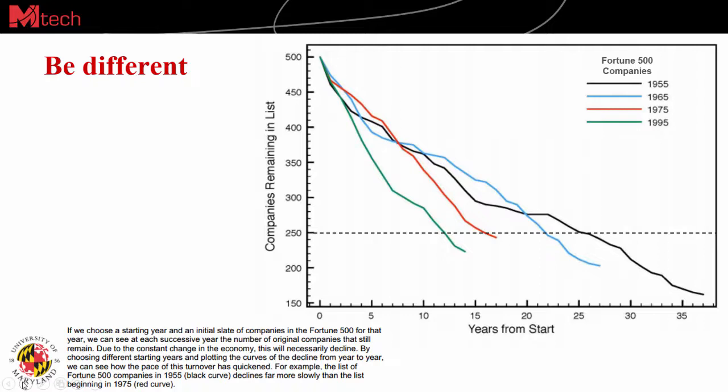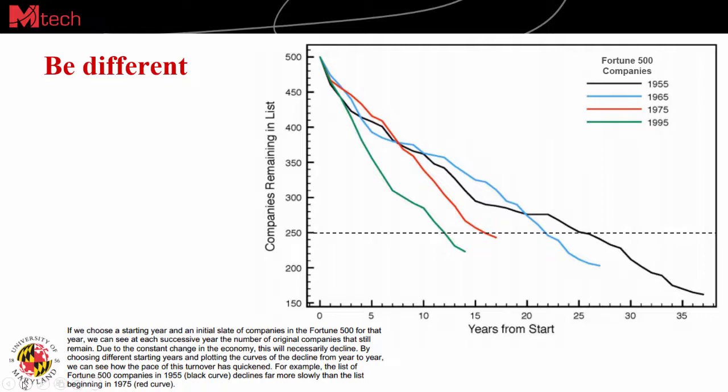What we see is that if we look at the black line, the 1955 line, and who were the companies of the Fortune 500 in 1955, roughly half of them, if you drop down to the 250 mark, so 250 of those companies, were still on the list 25 years later. So they remained competitive and they remained among the largest 500 companies for 25 years.